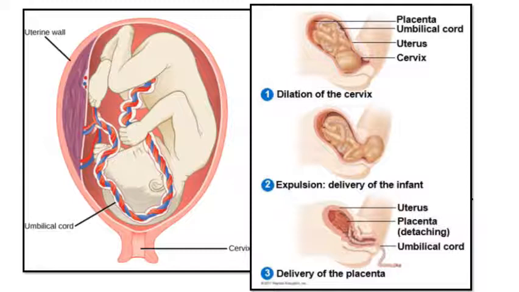So the 3 stages of birth, we have dilation of the cervix, right? So that this opens up enough to let the baby out. The baby's head comes out. When the top of the head is coming out, they say that it's crowning. And then after the baby has come out, the placenta is delivered later on. The placenta has to come out as well.